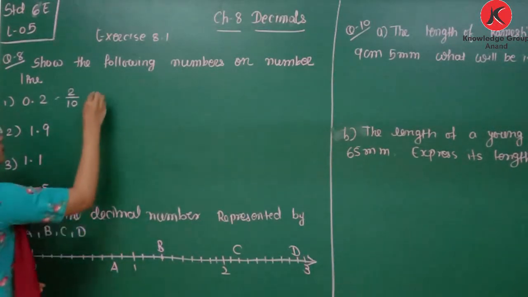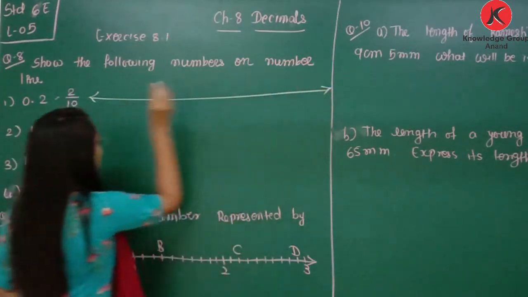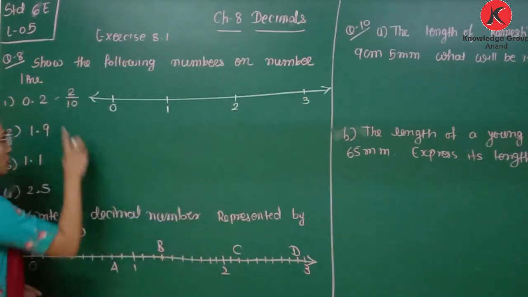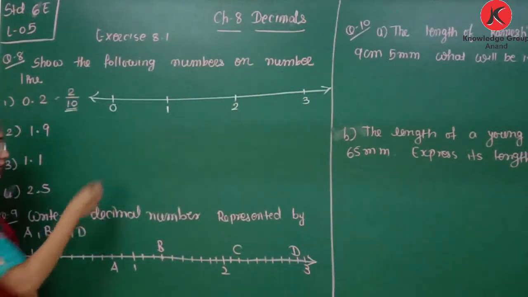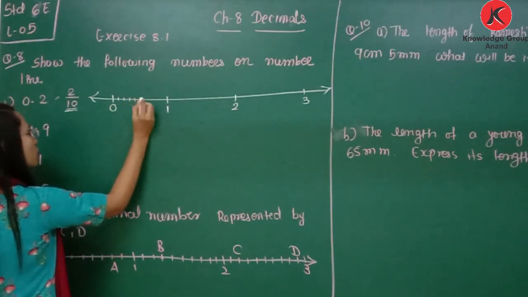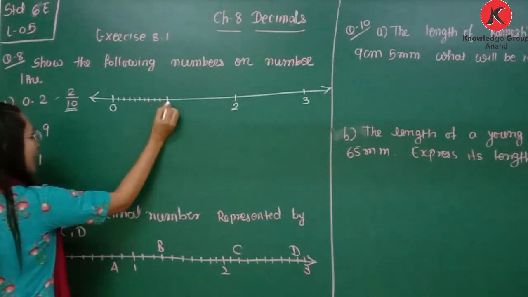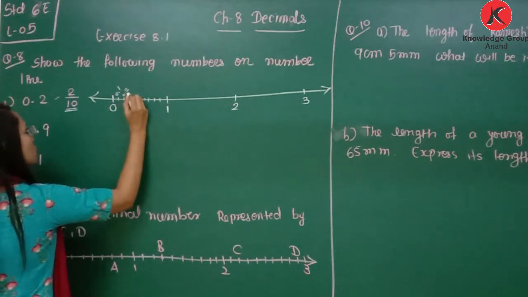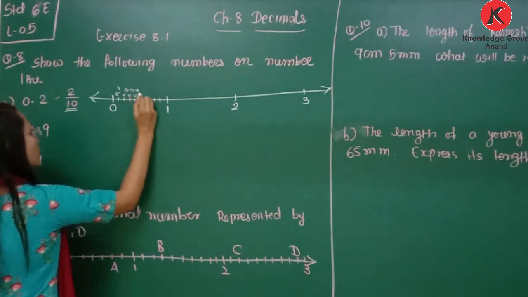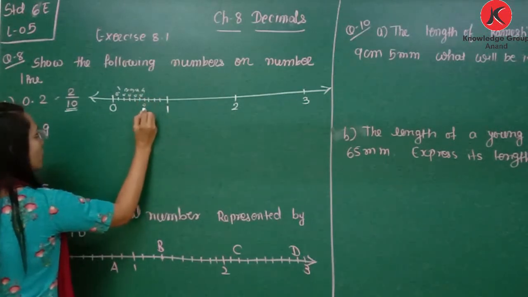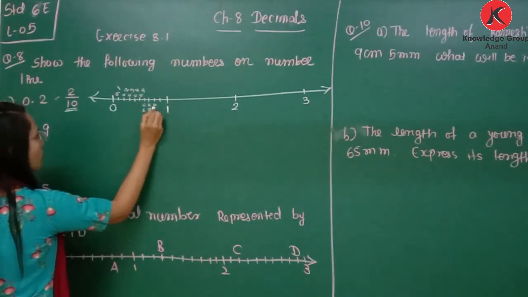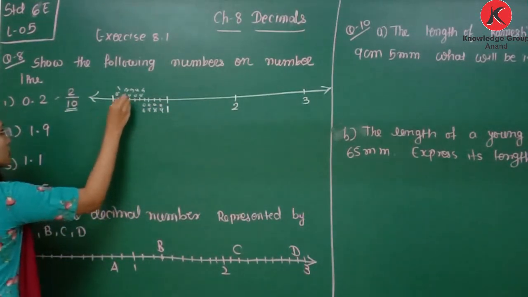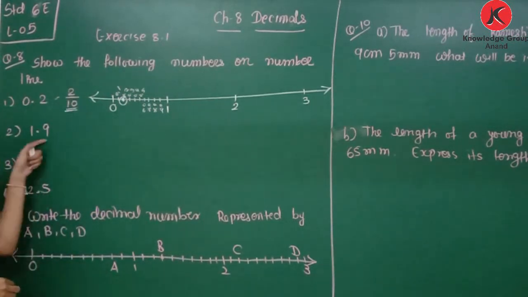Okay, so we can start from 0, 1, 2, 3. Here 2 by 10: each part is divided into 10 equal parts. So 1, 2, 3, 4, 5, 6, 7, 8, 9 and 10. This is 0.1, this is 0.2, 0.3, 0.4, 0.5, 0.6, 0.7, 0.8, 0.9 and 1. So where is 0.2? It is here. Now next one, 1.9.